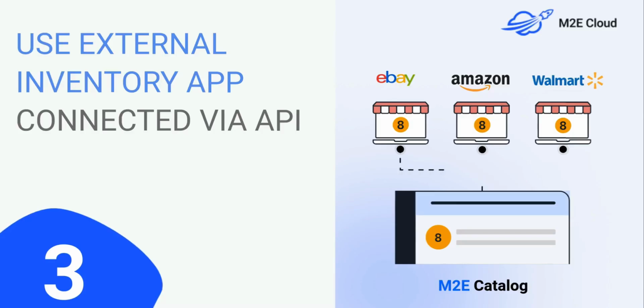If you are using external software to manage your inventory, the third option is for you. You can connect your software to our catalog through API and use it to update your inventory on Amazon, eBay, or Walmart. Here's how it works.